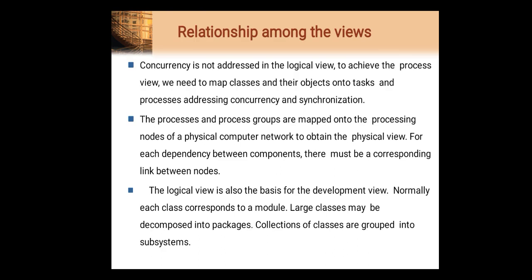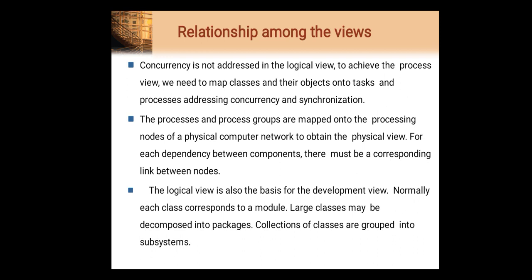So next thing, what is the relationship among the views? Concurrency is not addressed in the logical view. So to achieve the process view, we need to map the classes as well as their objects onto the tasks and processes during concurrency and synchronization. So they need to be related to each other, or we can say the logical view needs to be connected to the process view. Then the processes and process groups are mapped onto the processing nodes of a physical computer network to obtain the physical view.